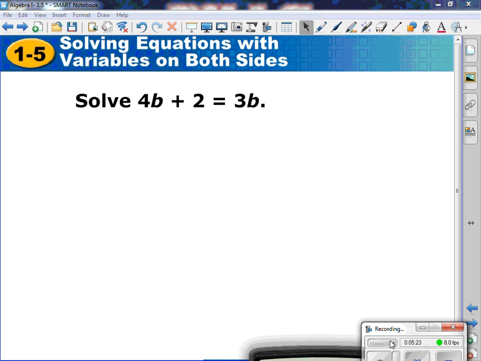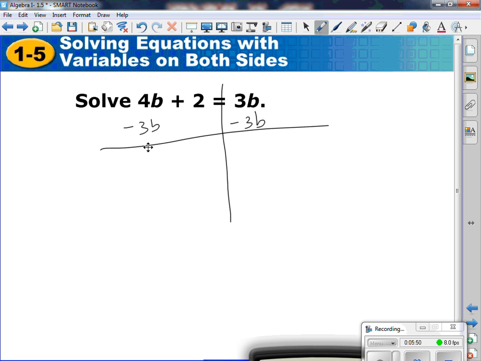Now this problem here, everyone had a chance to look at it and try to get started. Does it matter which way I move things? No. By coming around, I saw a lot of you move the 3 over because the 4 is bigger. That's fine. What do I need to do? Why subtract 3b? Because it's a positive, I need to subtract. Negative 3b. What's 4b minus 3b? b. 1b.